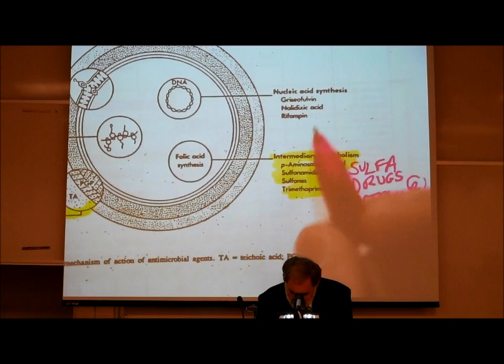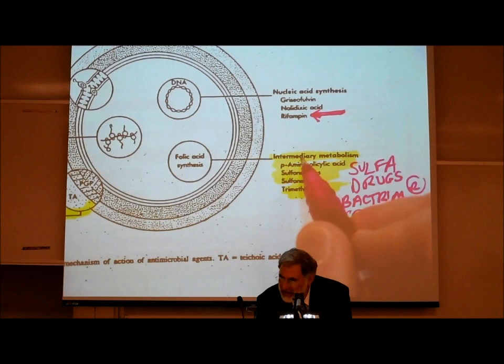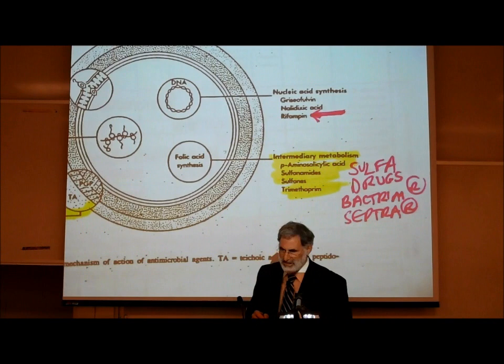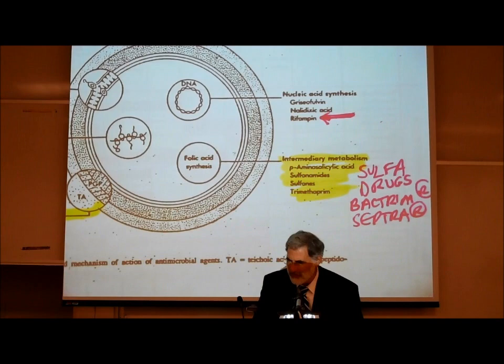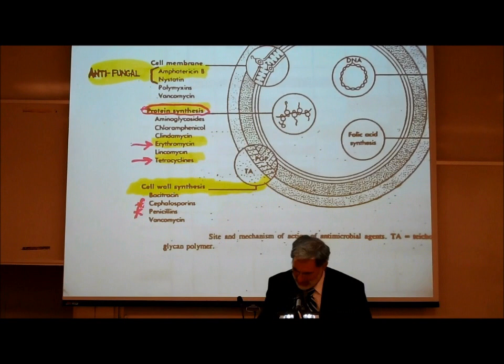And then there are some antibiotics that interfere with nucleic acid synthesis, including rifampin. What's rifampin used for? Does that ring a bell, rifampin? That's an anti-tuberculosis, anti-TB antibiotic. All right, so those are some of the mechanisms of action. Certainly the ones that you should be aware of is how penicillin and cephalosporins work and how erythromycin and tetracyclines work. I think those would be worth knowing.